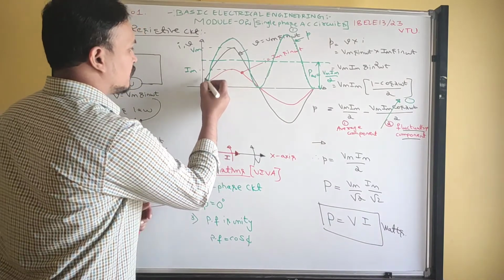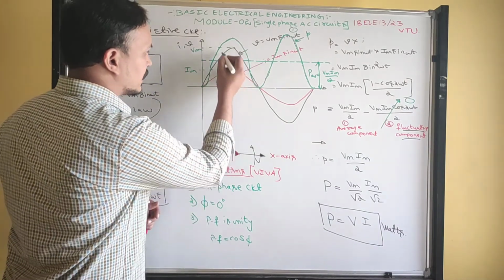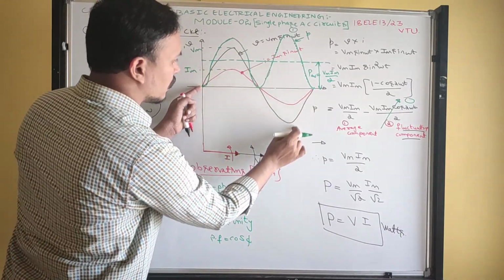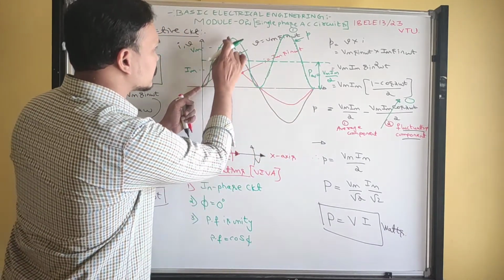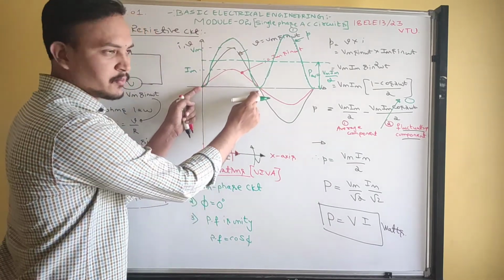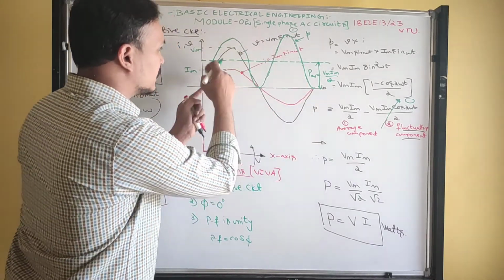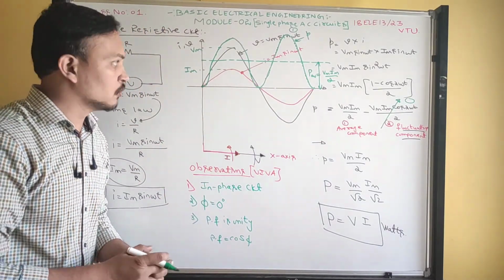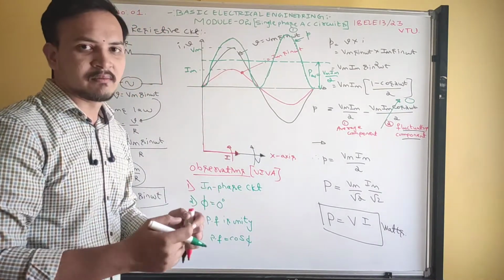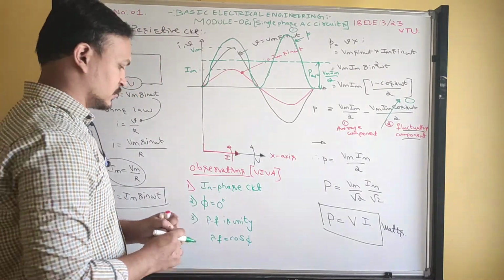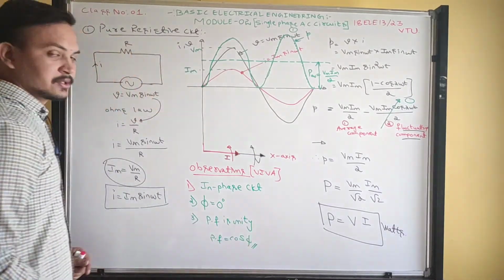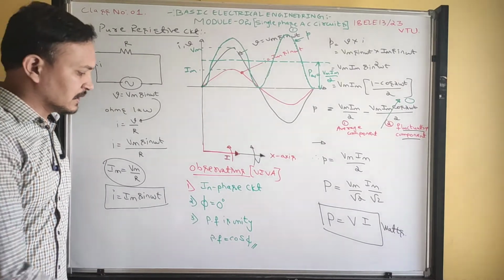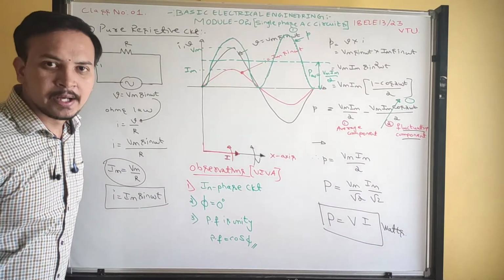See guys, if you multiply the voltage and current waveforms, you will get the power waveform. For one cycle of voltage waveform, how many cycles of power did you get? From here to here, one cycle of power, from here to here, another cycle. That is called fluctuating power, having double frequency, and its average value over one cycle is always 0. Okay, got it? Fine. So guys, this completes the pure resistive circuit. Remember only these observation points while solving problems.